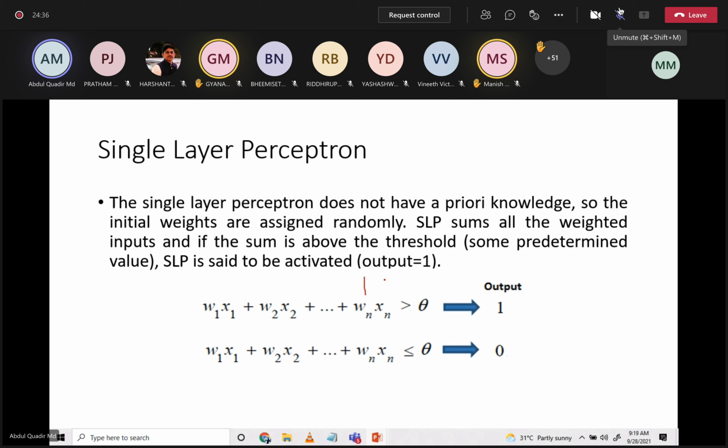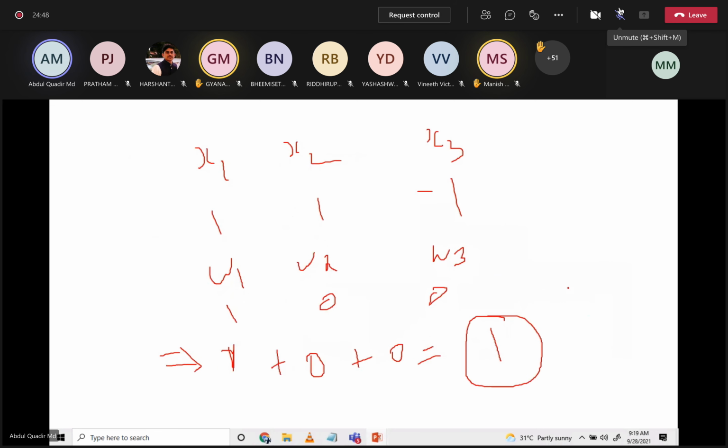So is 1 greater than 0? Yes. So it will fire 1 or 0? 1. So it is firing 1. So this one has to be compared with the target.